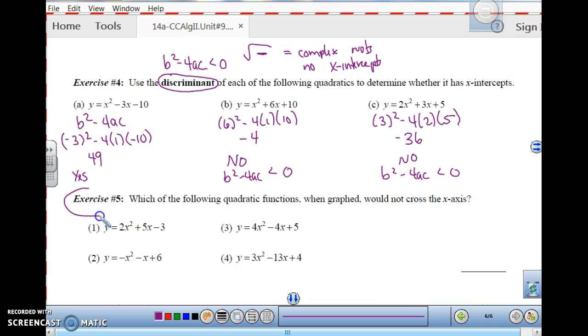All right, so let's save exercise 5 right here. Try this out, see if you can figure out which one will not cross the x-axis using the discriminant. So try using b squared minus 4ac.